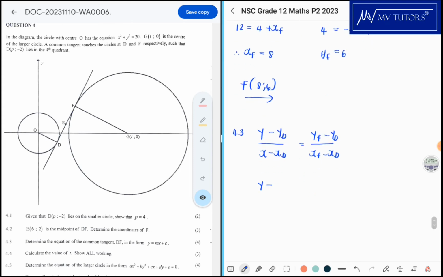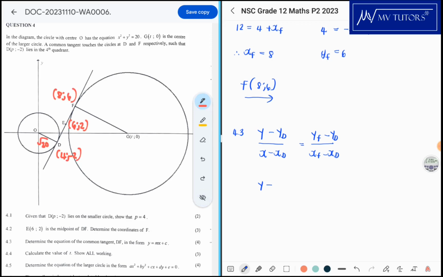So the y coordinate of D, let me try to write everything that we know. We know that D is (4, -2). We know E is (6, 2). And we know F is (8, 6). We know that OD is root 20. Okay, just putting everything out there.